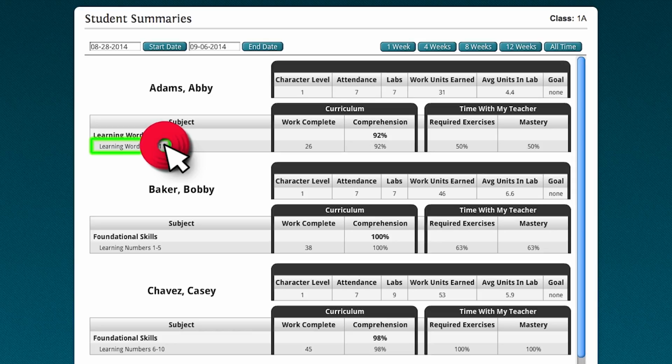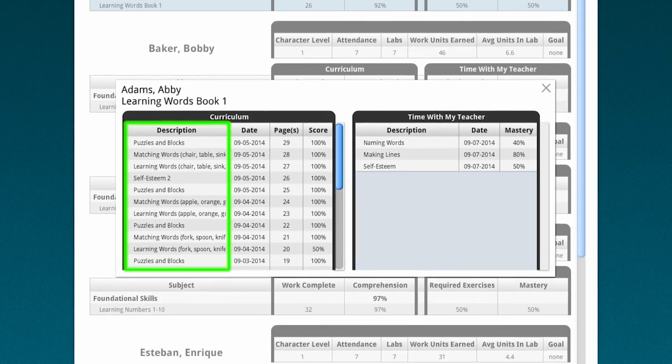Now by clicking on the subject, it will show the description of the lessons that the student has completed, the date the student completed it, the page number in the book, and the comprehension level. And it shows it for every exercise. So you can look and see exactly where the student is at. You can view all of the lessons that that student has completed.